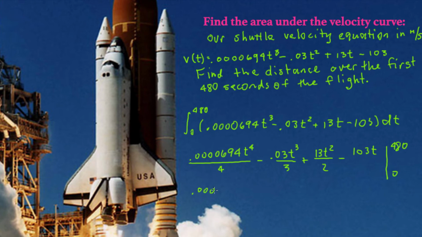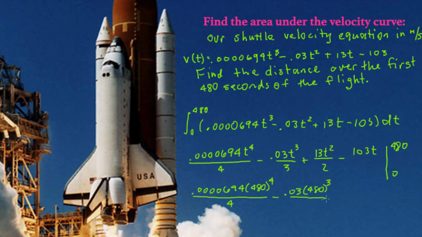Well, notice that all 4 terms have t. So t being 0, 0 times anything is just 0. Okay? Make your substitutions here. You're probably going to want to use a calculator to double check your math. Go ahead and do that right now.